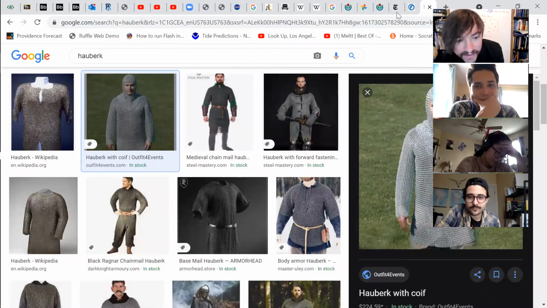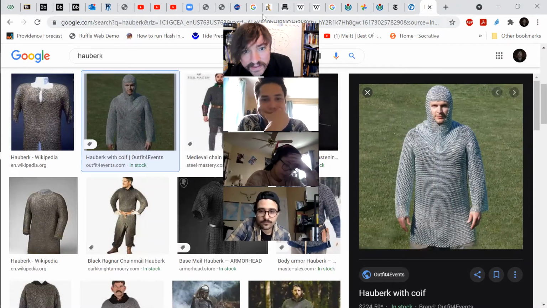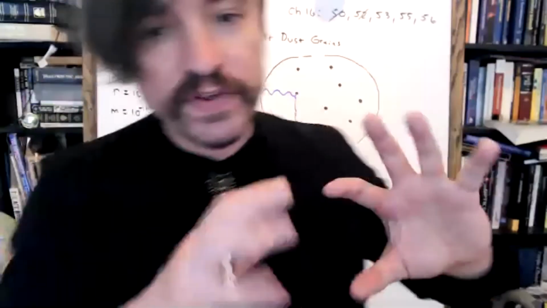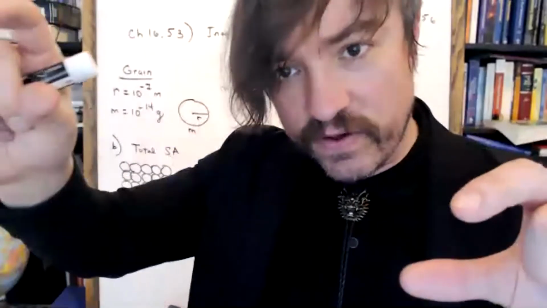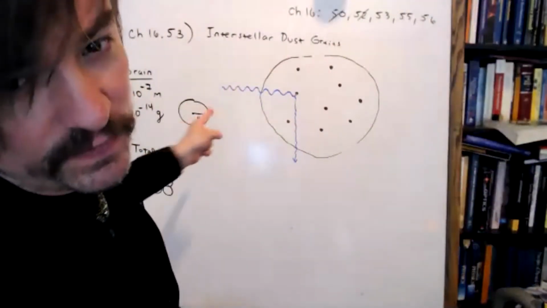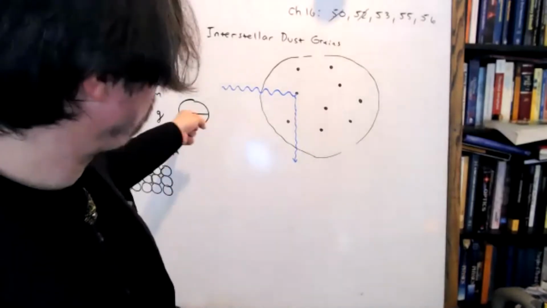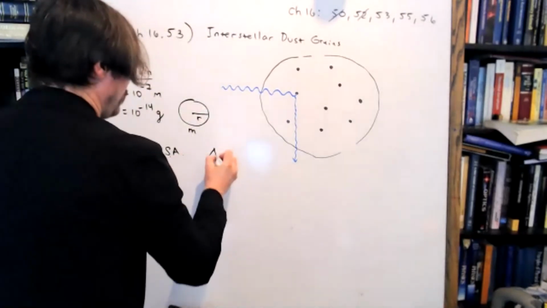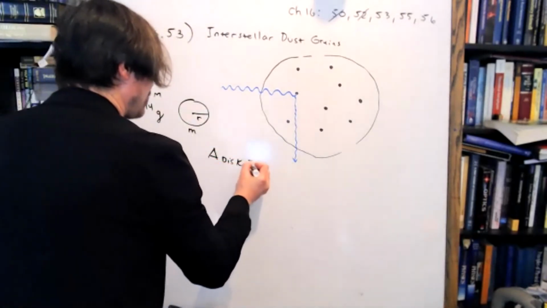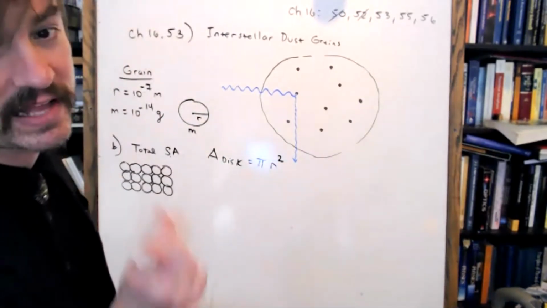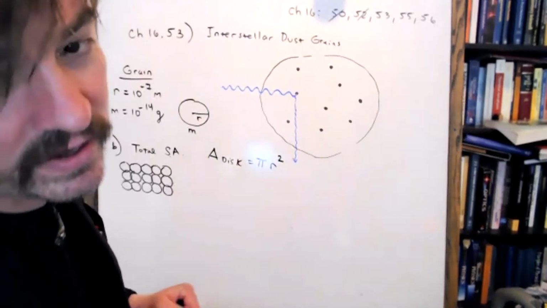This is what I think of when I think of a hauberk, right? And we're putting all those dust grains side by side. I happen to know that the surface area of a sphere is 4 pi r squared. But a photon doesn't see the full three-dimensionality of a sphere. It basically sees a little disk or a target. And I remember from my basic geometry class that the area of a disk is pi times the radius squared, okay? That's the area of a target, like a bow and arrow target.